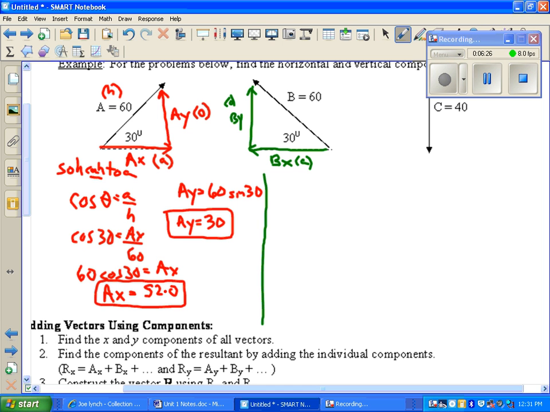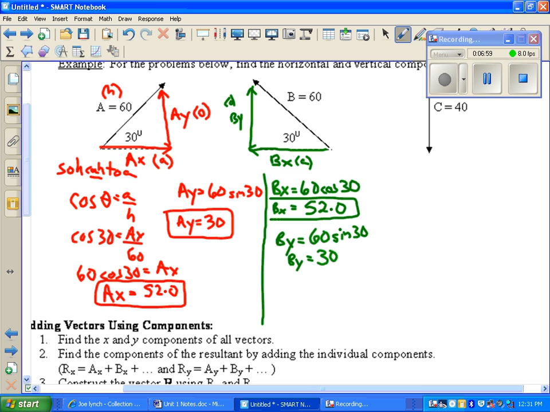Adjacent and hypotenuse is cosine. So I can write BX is going to be 60 cos 30, and BX is going to be 52.0. BY is going to be 60 sine 30, and that's going to be equal to 30. So right here, BX and BY, box around those.